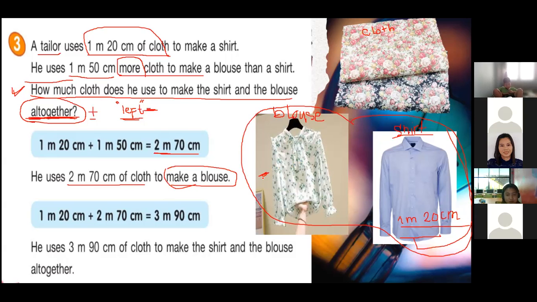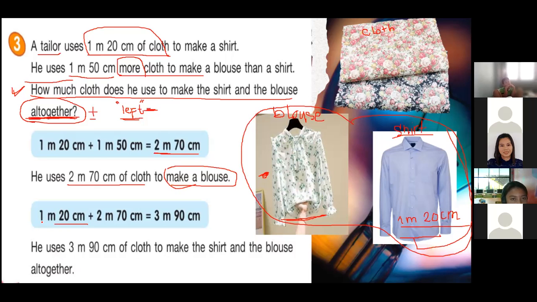So this is the blouse. He needs 2 meter and 70 centimeter of cloth. Now let's find how much cloth the tailor will use. Okay, so we have here 1 meter and 20 centimeter.